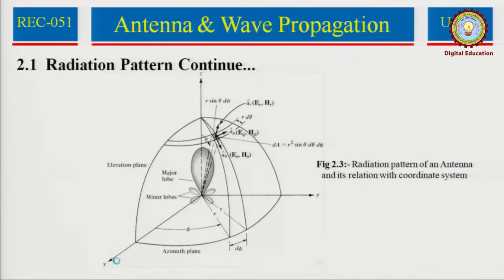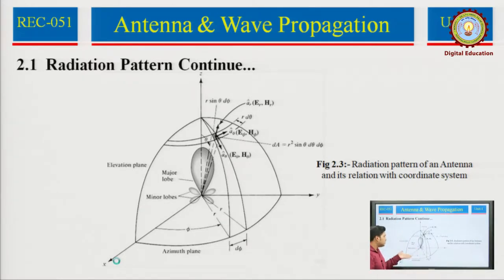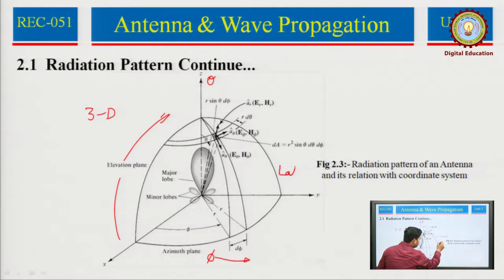Here is the actual radiation pattern of an antenna. This is a 3D pattern. First of all, this is the z direction, x direction, y direction, because it is related to angular coordinates. Over here we are mentioning theta, and over here we are mentioning phi. So, this plane is the azimuthal plane, and this plane over here is the elevation plane, or in other words this is nothing but latitude and this is nothing but longitude. So, please remember this concept: latitude, longitude, elevation as well as azimuth plane.